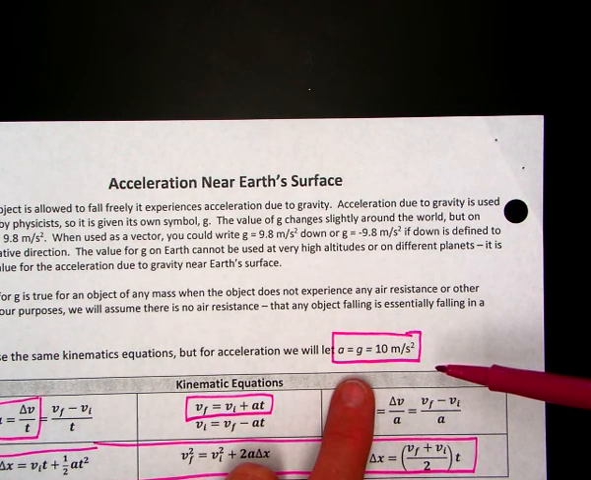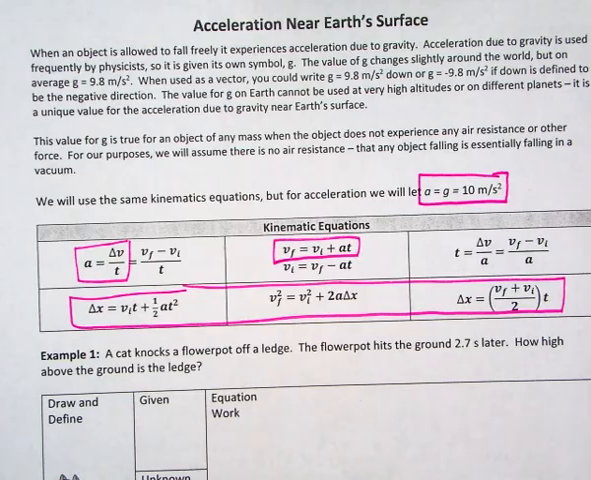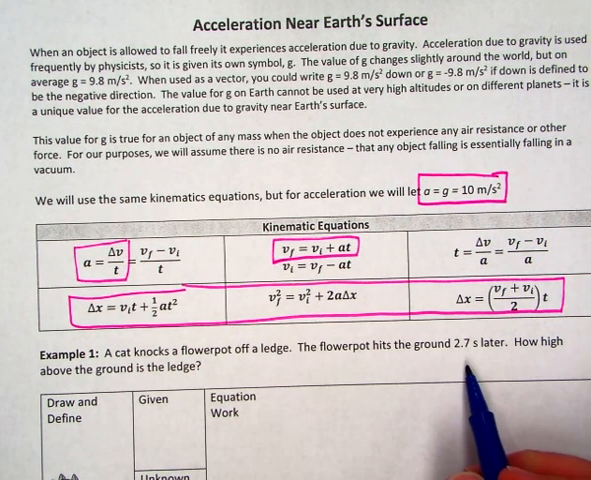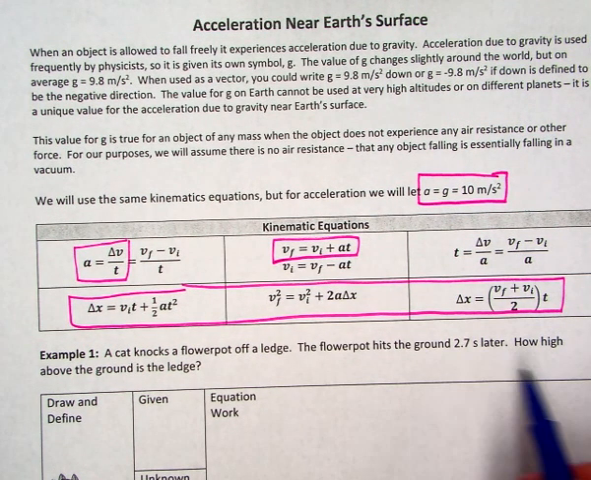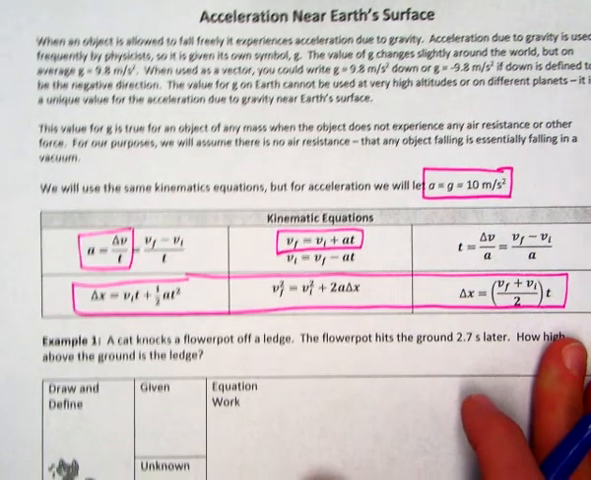So we're going to round that 9.8 to 10 meters per second squared, okay? So let's put this into practice. We have a cat that knocks a flower pot off of a ledge. The flower pot hits the ground 2.7 seconds later. How high above the ground is the ledge?